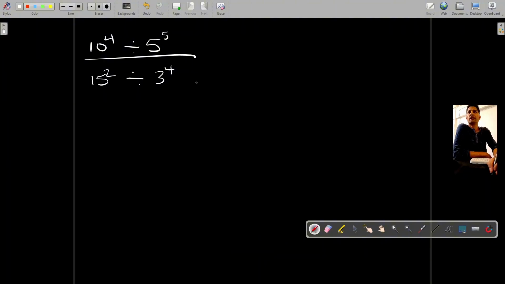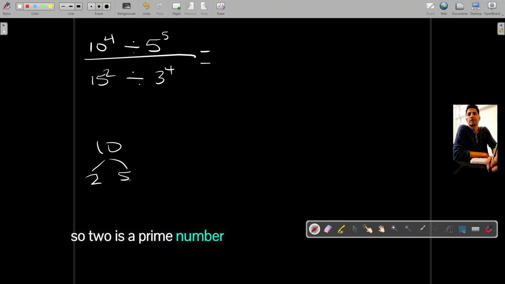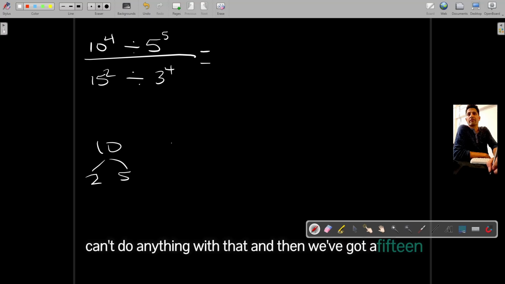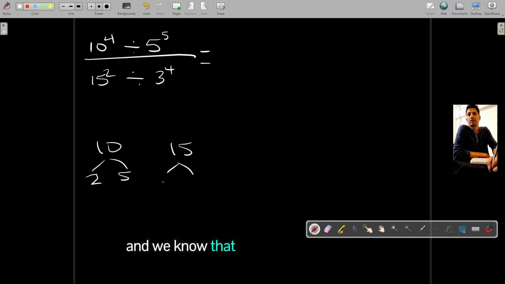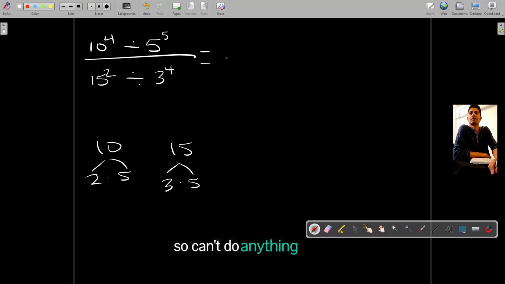Okay, same thing as the last one. Let's go ahead and break these down. I want to show you visually what's happening, so 2 times 5 is 10. 2 is a prime number, can't go any further. 5 is a prime number, can't go any further. 5 over here is already a prime number. And then we've got a 15, and we know that 3 times 5 is 15, right? So those are both prime numbers. And 3 is a prime number there, so can't do anything there.